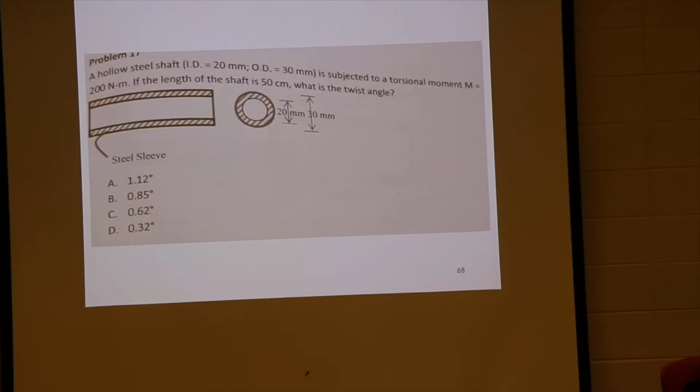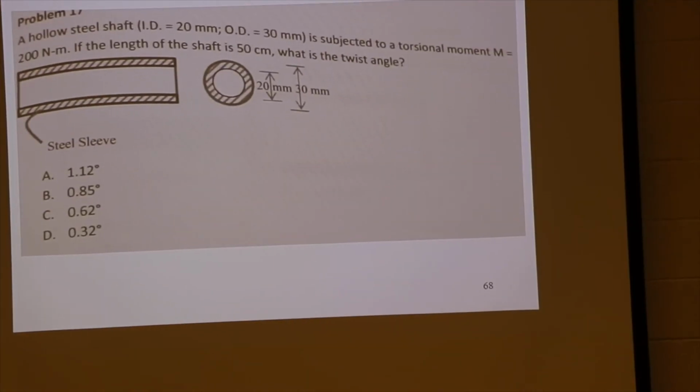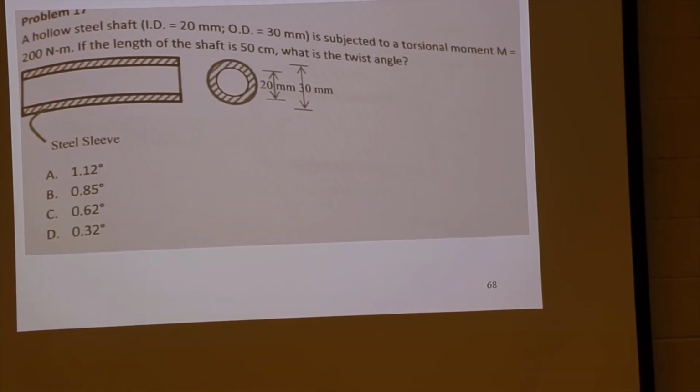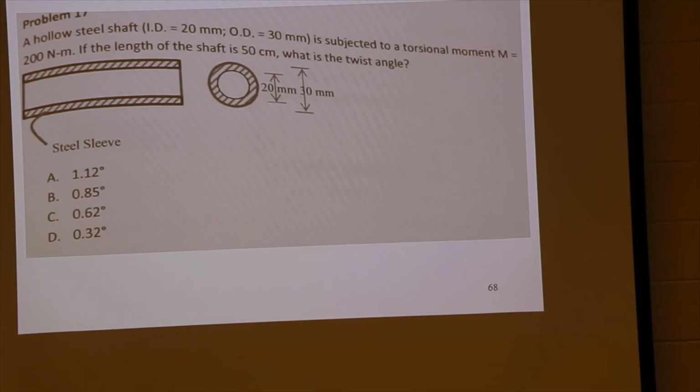A hollow steel shaft, inside diameter 20 millimeter, outside diameter 30 millimeter, is subjected to a torsional moment of 200 N·m. If the length of the shaft is 50 centimeter, what is the twist angle? This is as straightforward as it gets. Phi equals TL over JG. Of course here, G has to be 80 gigapascal or 80,000 megapascal, this has to be given to you. Assuming that you know G, this question is simply telling you this.